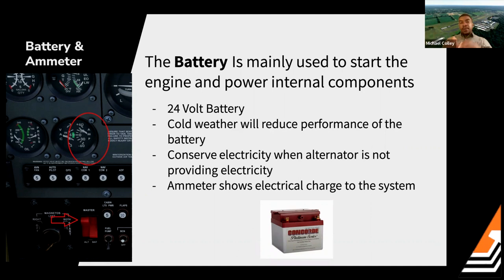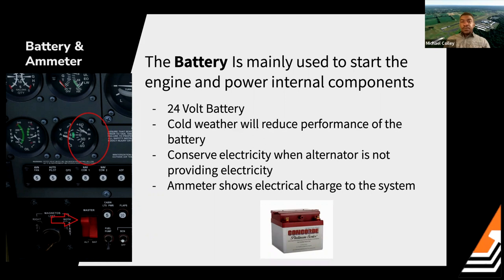The main thing you want to know about batteries is that cold weather will reduce performance. That's why in the wintertime I told my students, let's be very quick, and let's only retract the flaps this much when starting the aircraft. I'm sure some of you have found that when you're starting an aircraft in the wintertime, the cold battery does affect it. It definitely reduces performance.